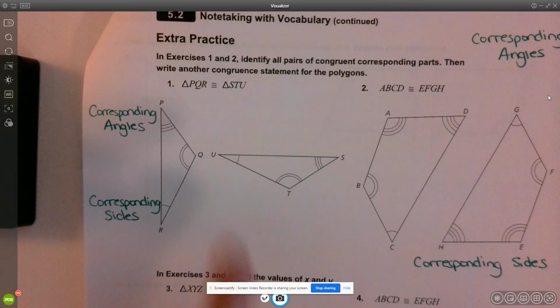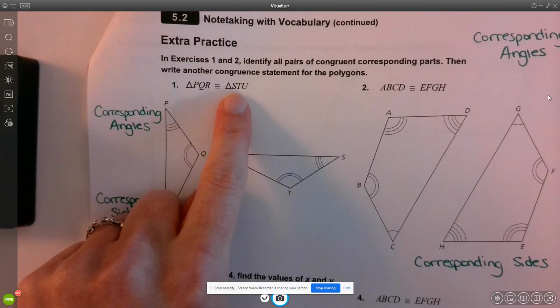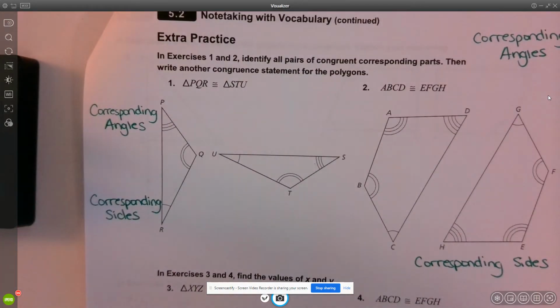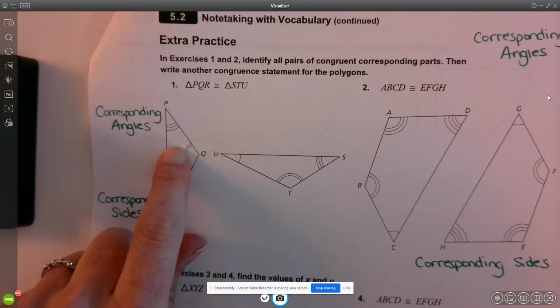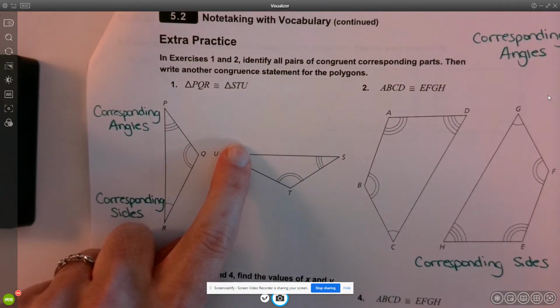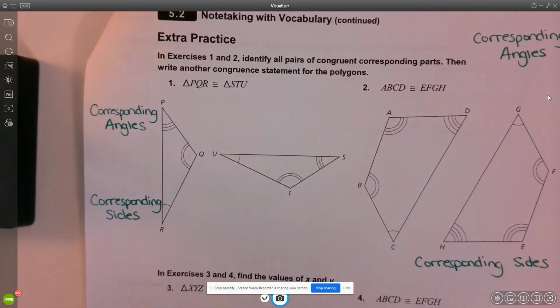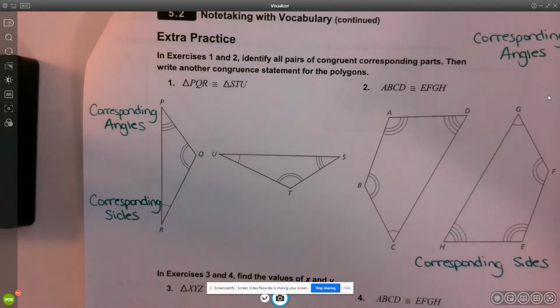And so remember, the order of the letters in this congruent statement matters. The order helps us identify which parts in this triangle are congruent to, which means they correspond to the parts in this triangle. And so it might be helpful to use some colors to help match up corresponding parts.